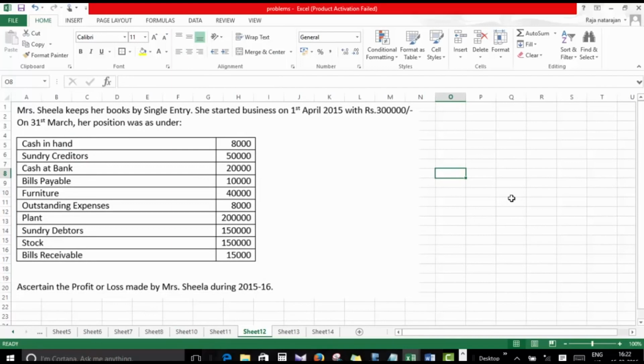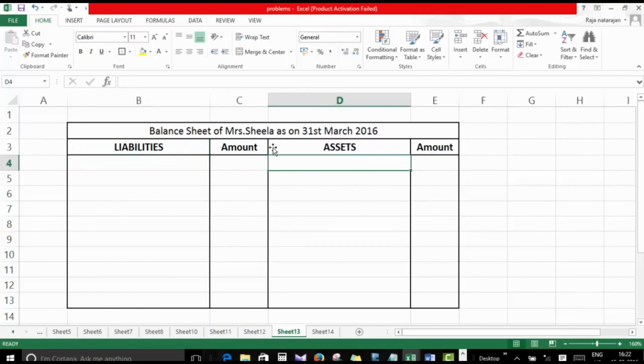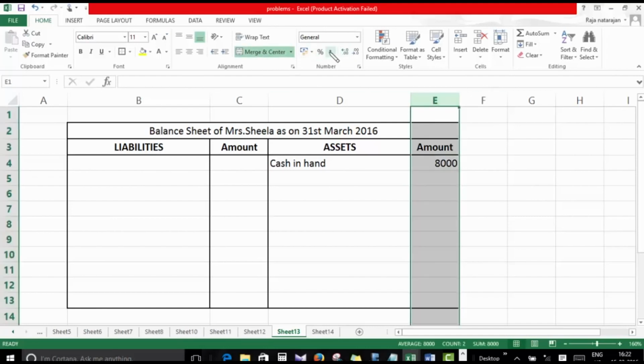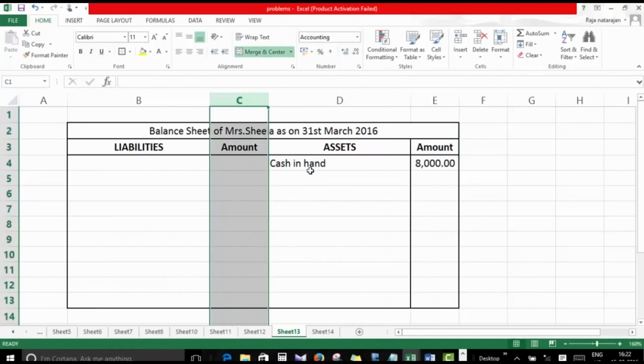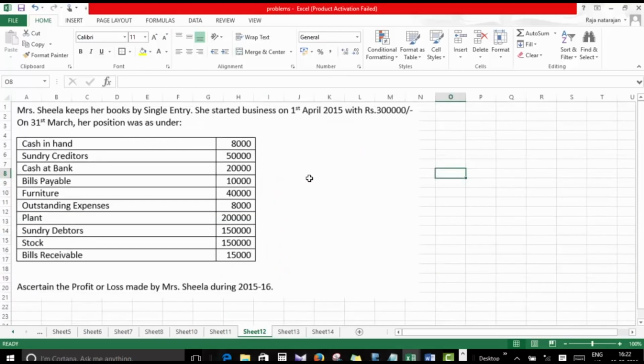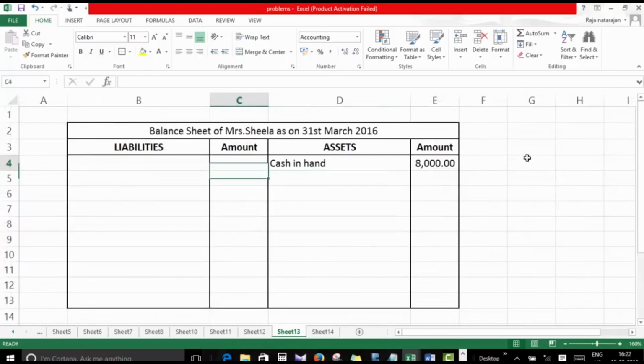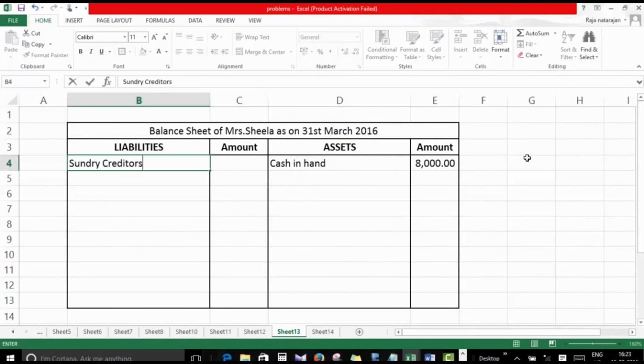Number one is cash in hand, that is 8,000. So I'll carry that in assets. Cash in hand, 8,000. Then let's go one by one. We have sundry creditors. How much? 5,000. So we'll have it here. Liabilities, sundry creditors, and that is 5,000.